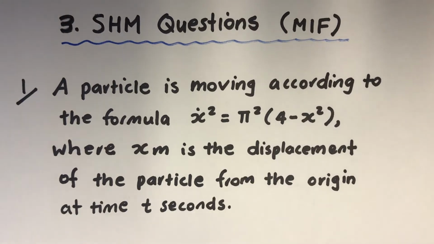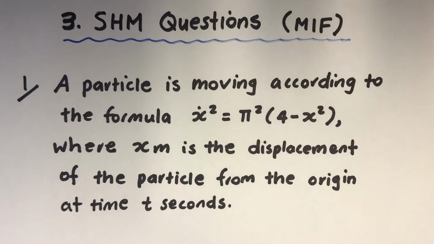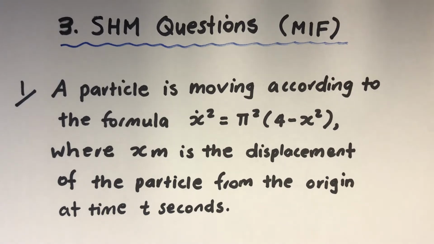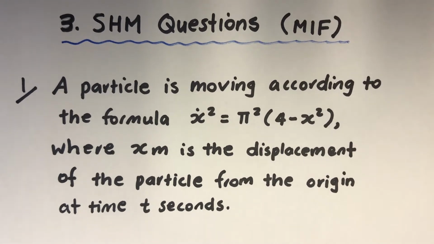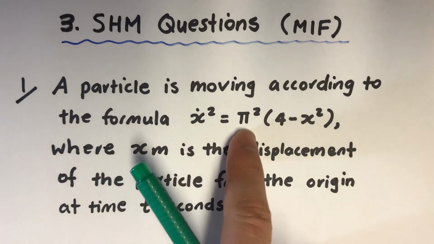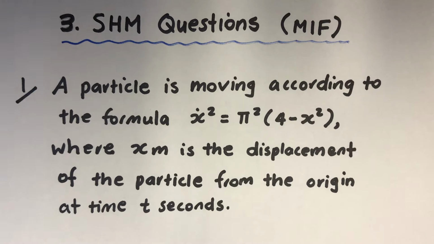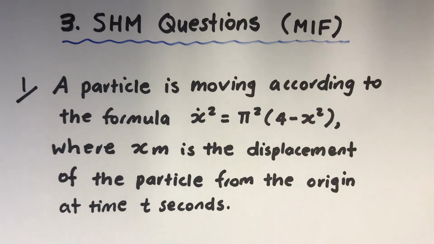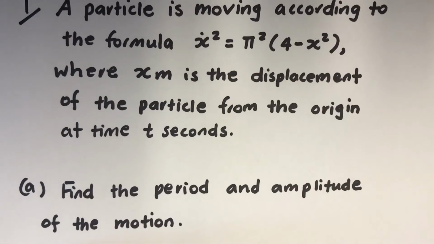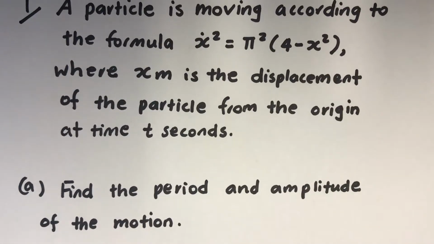Okay everyone, today's lesson is the third lesson of mechanics. Now I'm going to do some more simple harmonic questions from Maths in Focus. So first question, a particle is moving according to the formula v squared equals pi squared brackets 4 minus x squared, where x meters is the displacement of the particle from the origin at time t seconds. Find the period and amplitude.